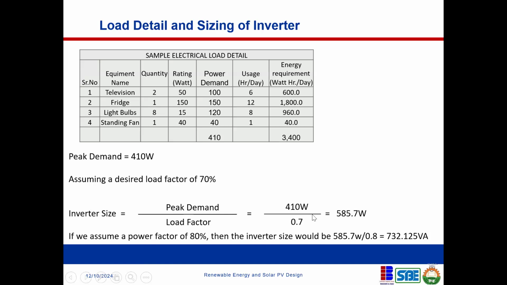So what happens here is that you divide your peak demand, which is 410 in this case, by the load factor, which is 70%, that's 0.7. Then we have a value of 585.7 watts. This is the size of our inverter in watts. With a 70% load factor, though you can do 50%, it's fine, but for the purpose of this assessment, we're going to use 70%. Then we have 585.7 watts.